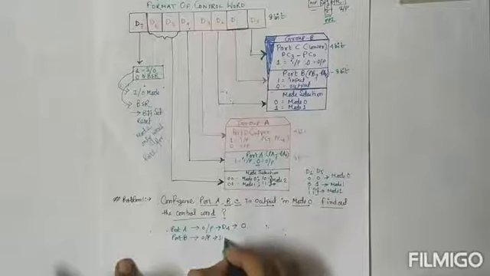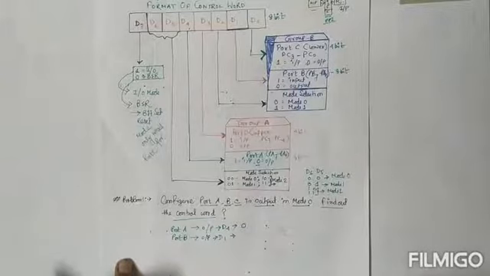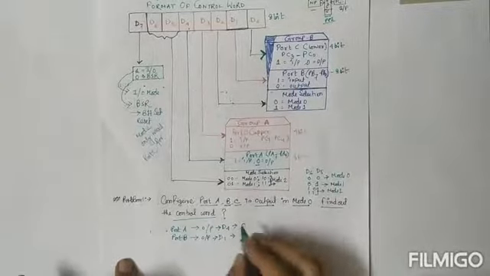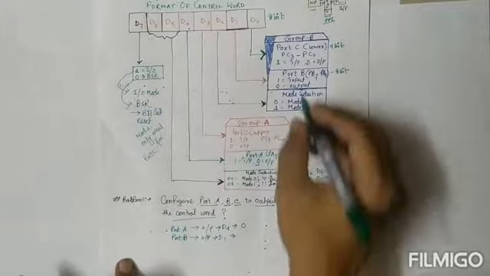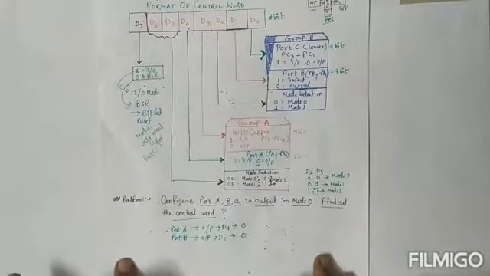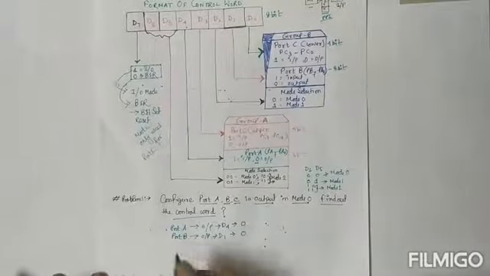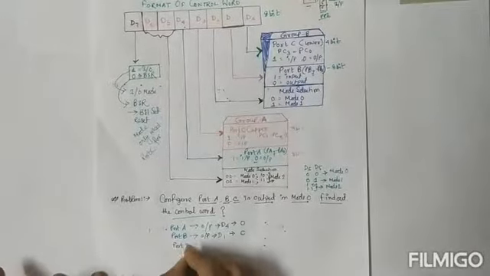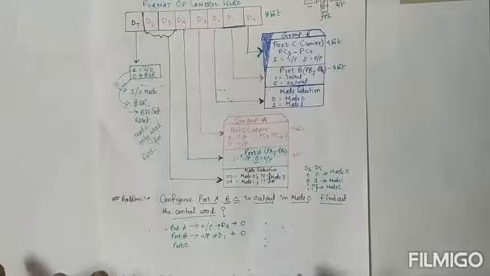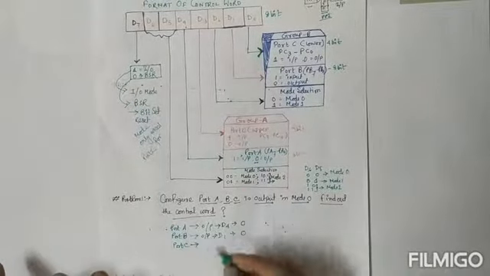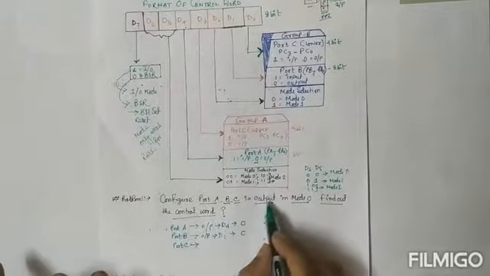Then D1 holds the value of 0. Then port C. Port C is an output port.